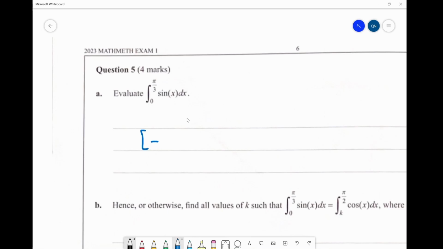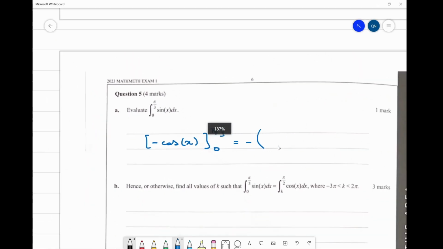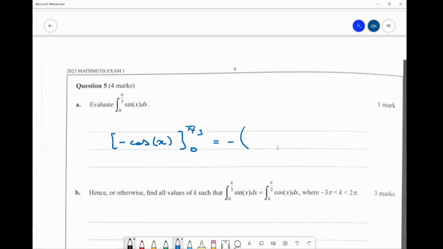So how do you evaluate this? This is negative cosine of x, which is the integral of sine, evaluated from 0 to pi on 3. You can bring the negative out if you want to, so negative. And then we want to evaluate cosine of pi on 3, which is 1/2 if you think about it for long enough. And then you have a minus cosine of 0, which is 1, like so. And this is just going to be equal to 1/2, because a half minus 1 is negative a half, and you got the extra negative out over here.